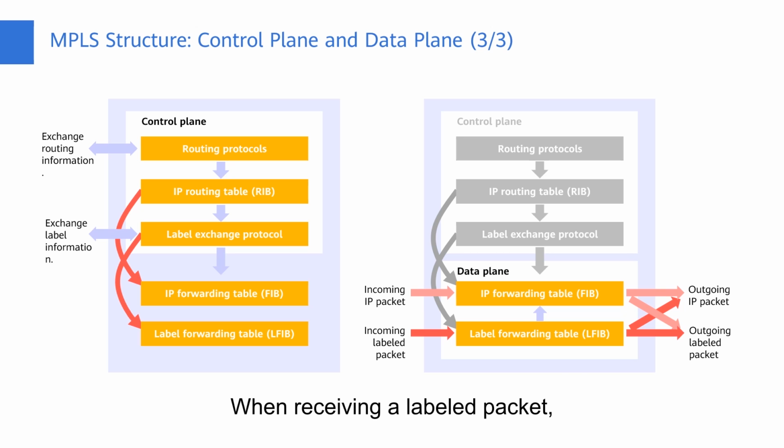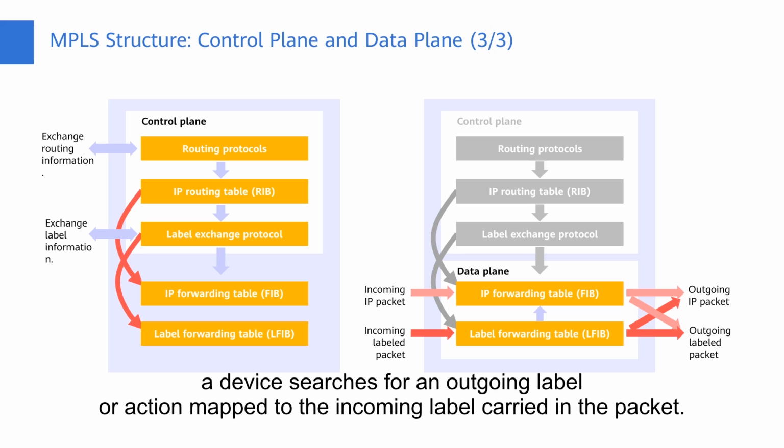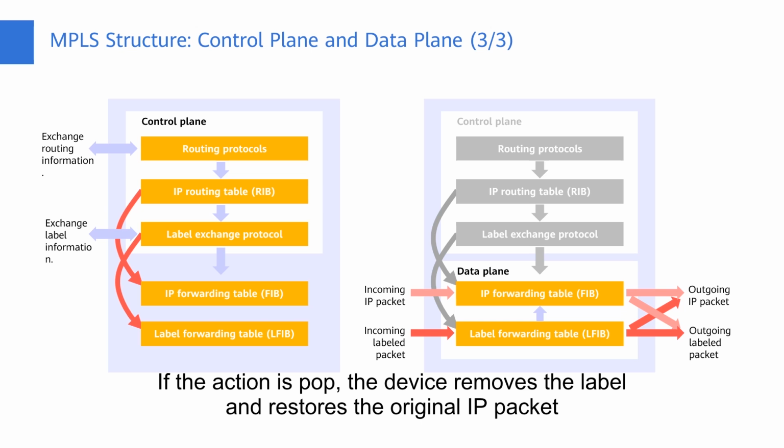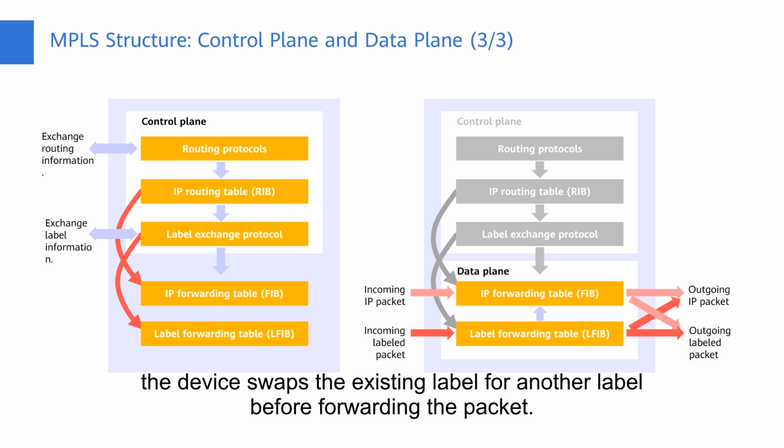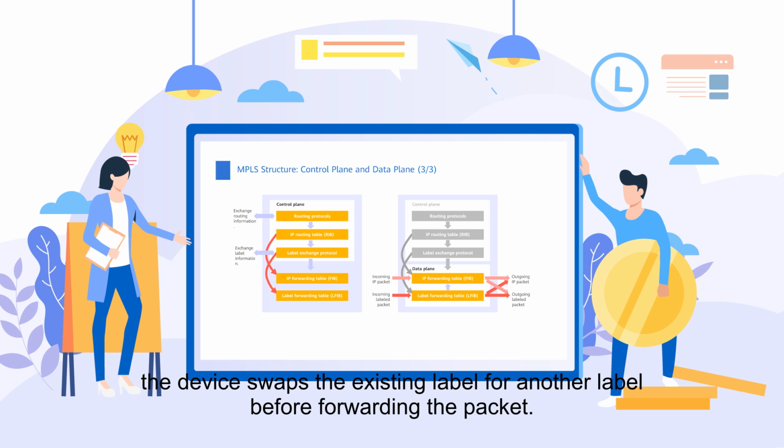When receiving a labeled packet, a device searches for an outgoing label or action mapped to the incoming label carried in the packet. If the action is POP, the device removes this label and restores the original IP packet before forwarding the packet. If the action is swap, the device swaps the existing label for another label before forwarding the packet.